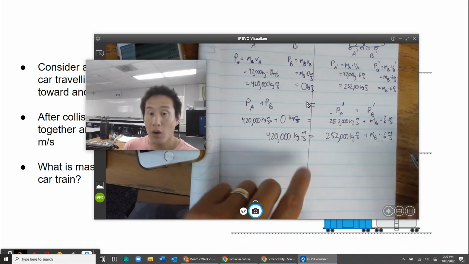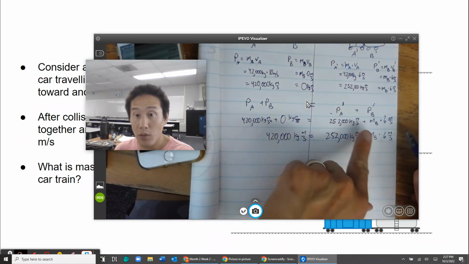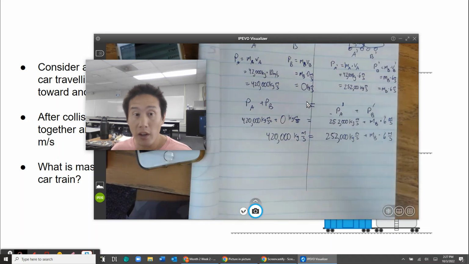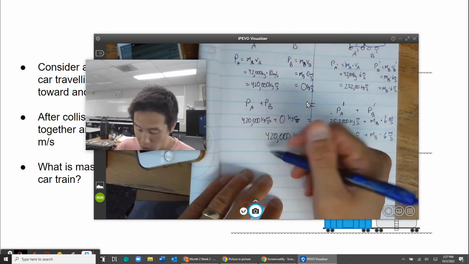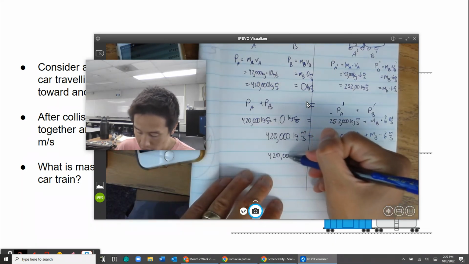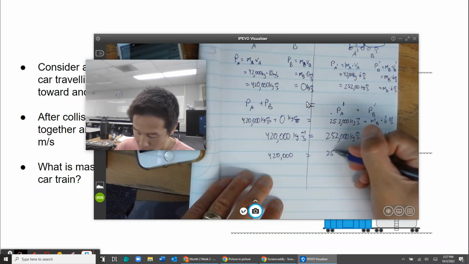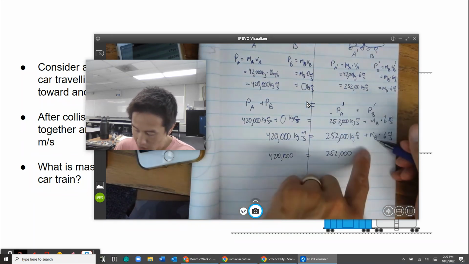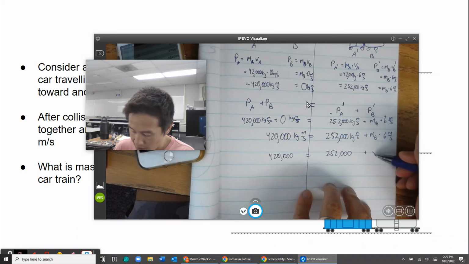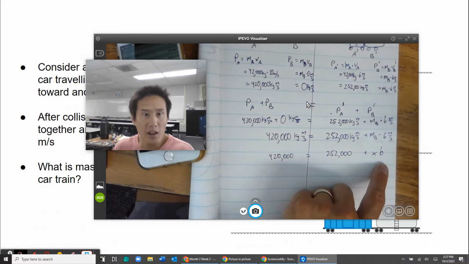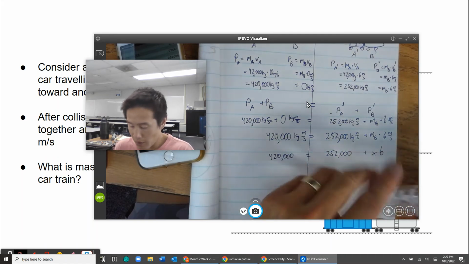Okay, so what we're gonna do is solve for m. What I want you to look at, without the units, is just 420,000 is equal to 252,000 plus, and instead of MB, let's just look at that as an X, X times 6, or 6X. Do you see the math that we're about to do?